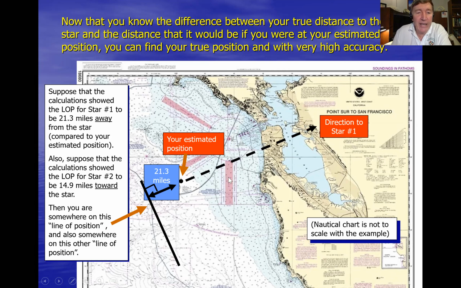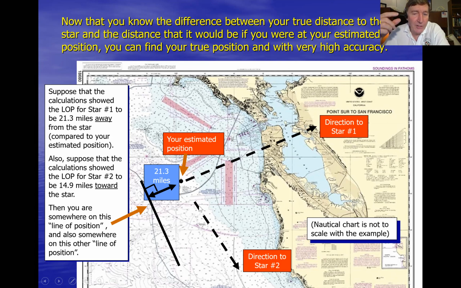And then we're going to do the same thing for the second star. So let's suppose that the second star is located down here. And so again, what we're going to do is solve the nautical triangle using our trigonometry skills, and calculate the distance from our estimated position to the star. And then we're going to take our sextant reading, and from that, figure out what our true distance to the GP is.